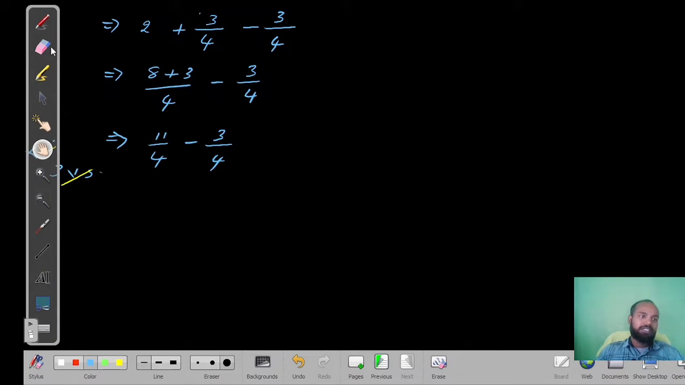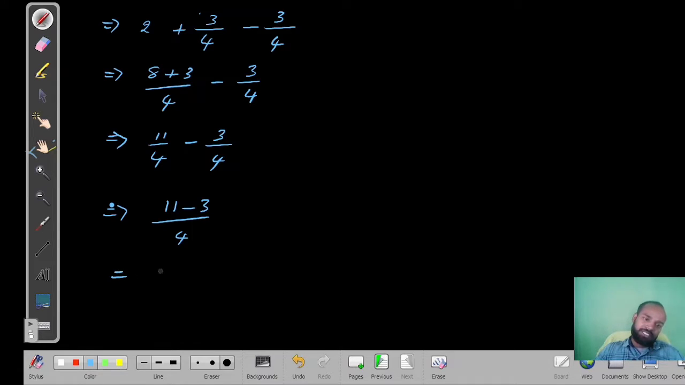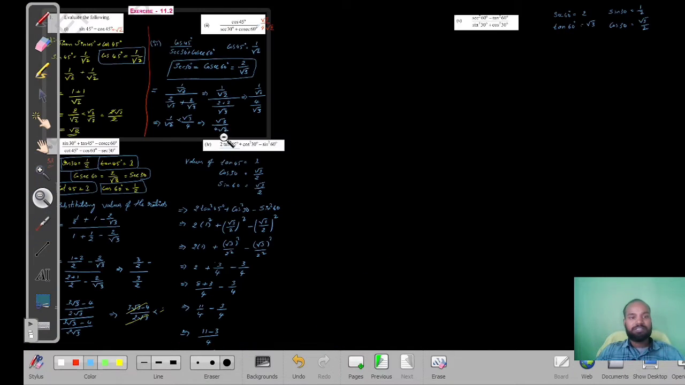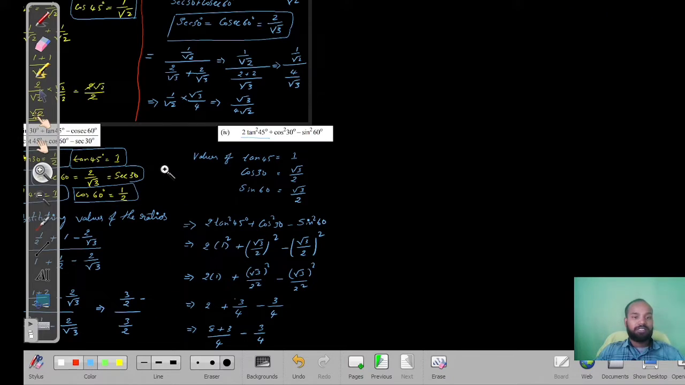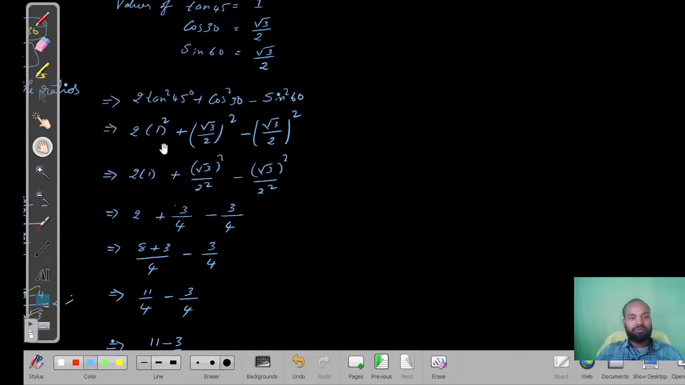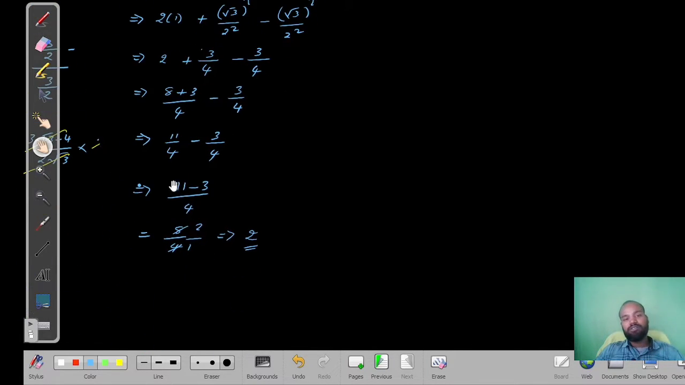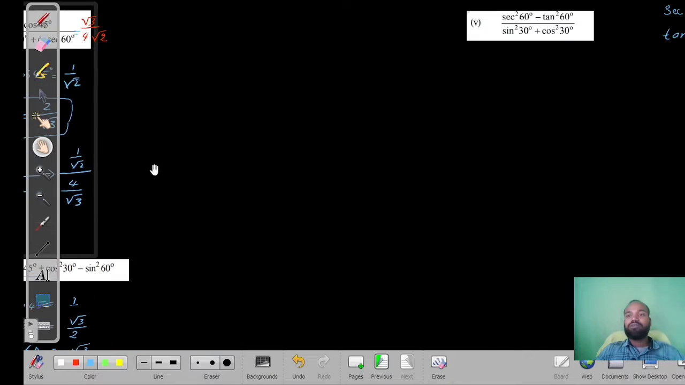So what will we get here? 11 minus 3 by 4. 11 minus 3 is nothing but 8, so 8 by 4. You can simplify: 4 ones are 4, 4 twos are 8. The answer is 2. The final answer for this is 2. Just see once. So we solved all of this using the values of tan 45, cos 30 and sin 60, and substituting them, we get the final answer 2. Clear? Now we are moving to the next problem.